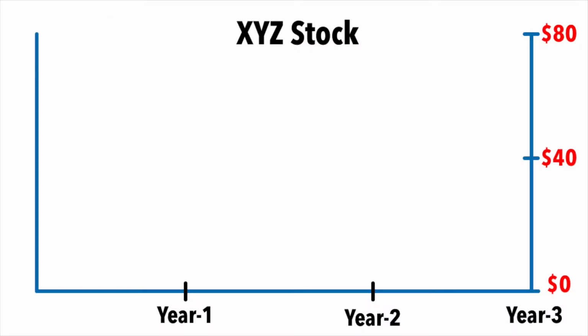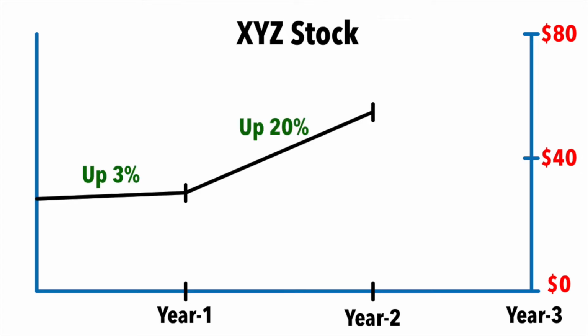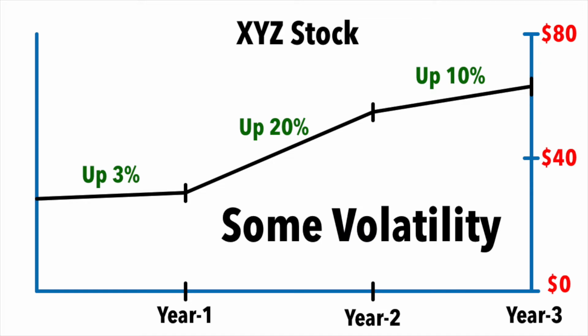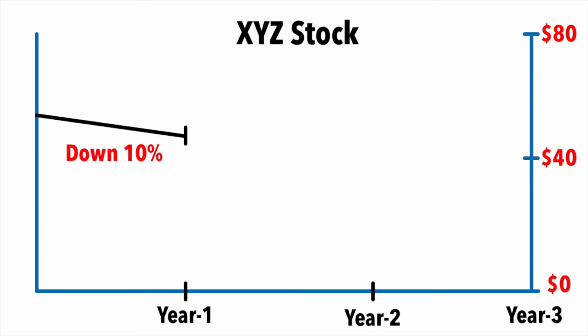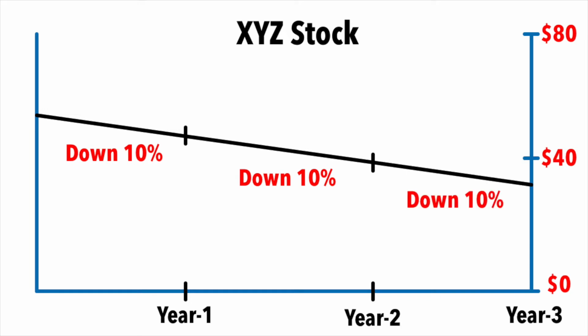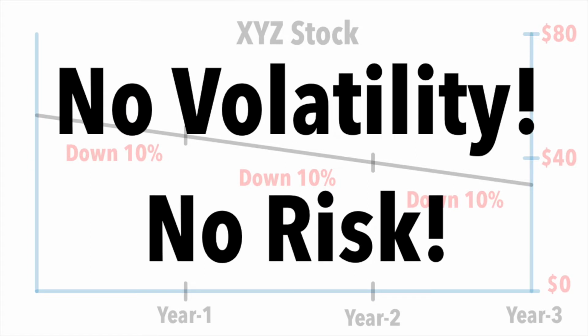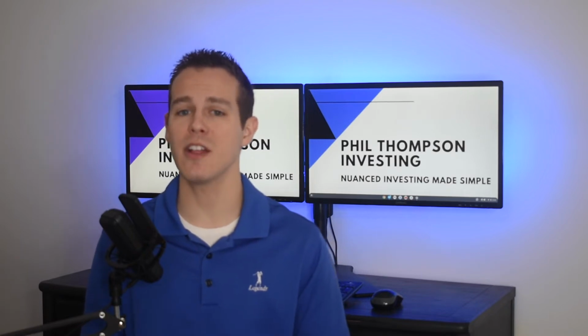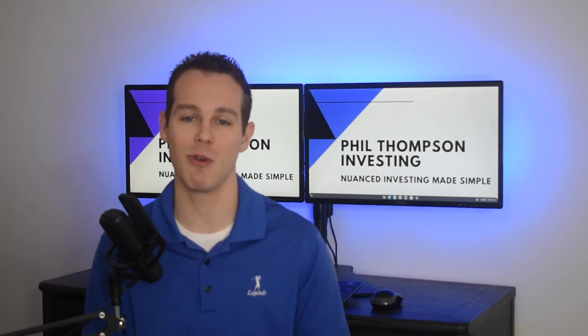In the first graph, we see the stock price go up 3% in year 1, 20% in year 2, and another 10% in year 3. A different stock goes down 10% in year 1, 10% in year 2, and another 10% in year 3. But you can rest easy because this stock has a risk-free return, negative 10% per year every year. But seriously, I hope that looking at these two charts might get you to think that there's a little bit more that goes into all of this.